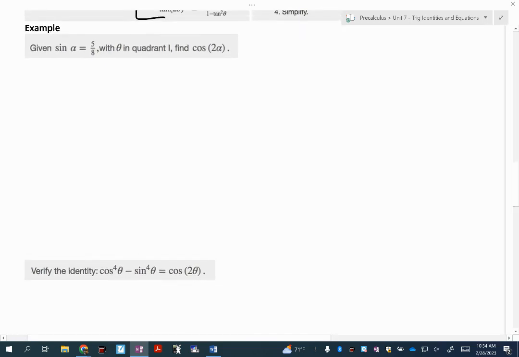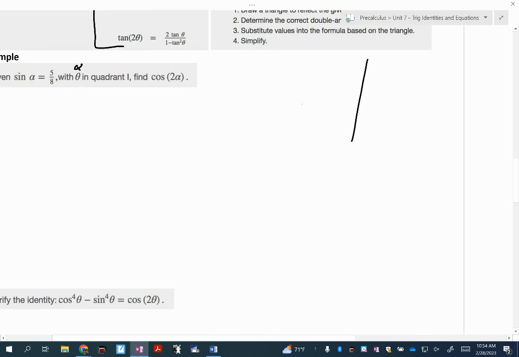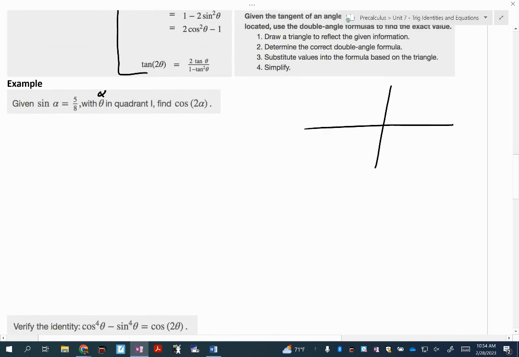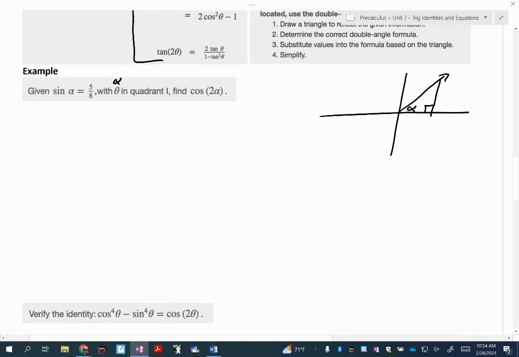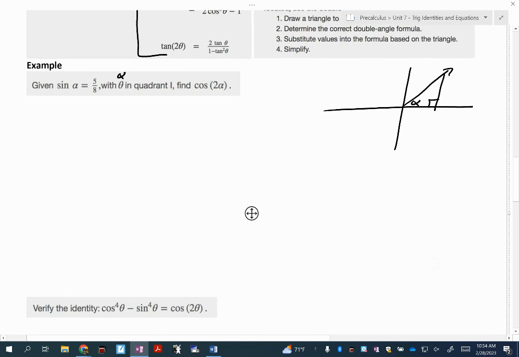This first one says, given that the sine of alpha is 5/8, with alpha in quadrant 1, find the cosine of 2 alpha. All right, we've got quadrant 1, and there's our alpha.